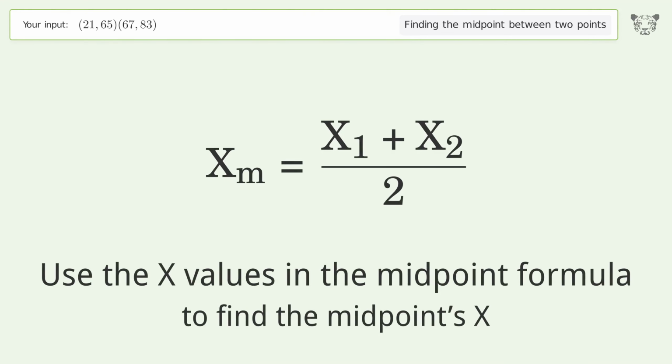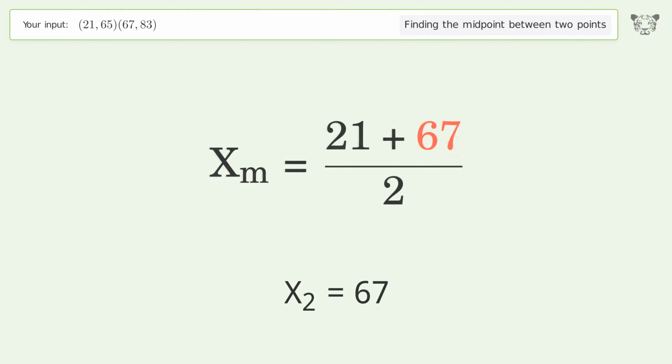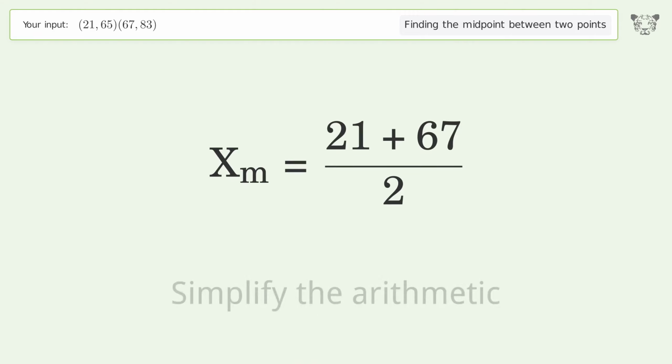Use the x values in the midpoint formula to find the midpoint's x. x1 equals 21. x2 equals 67. Simplify the arithmetic.